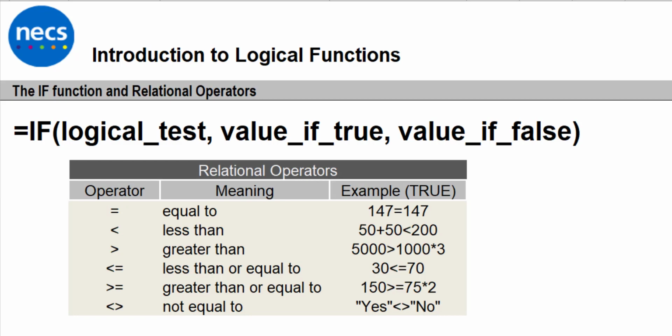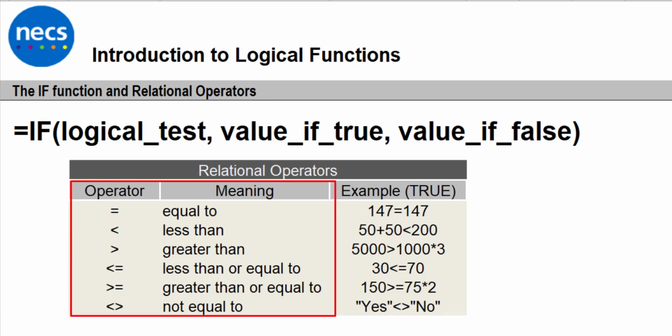To construct the logical test, it is important to understand the purpose of a relational operator. There are 6 relational operators: equal to, less than, greater than, less than or equal to, greater than or equal to, and not equal to.